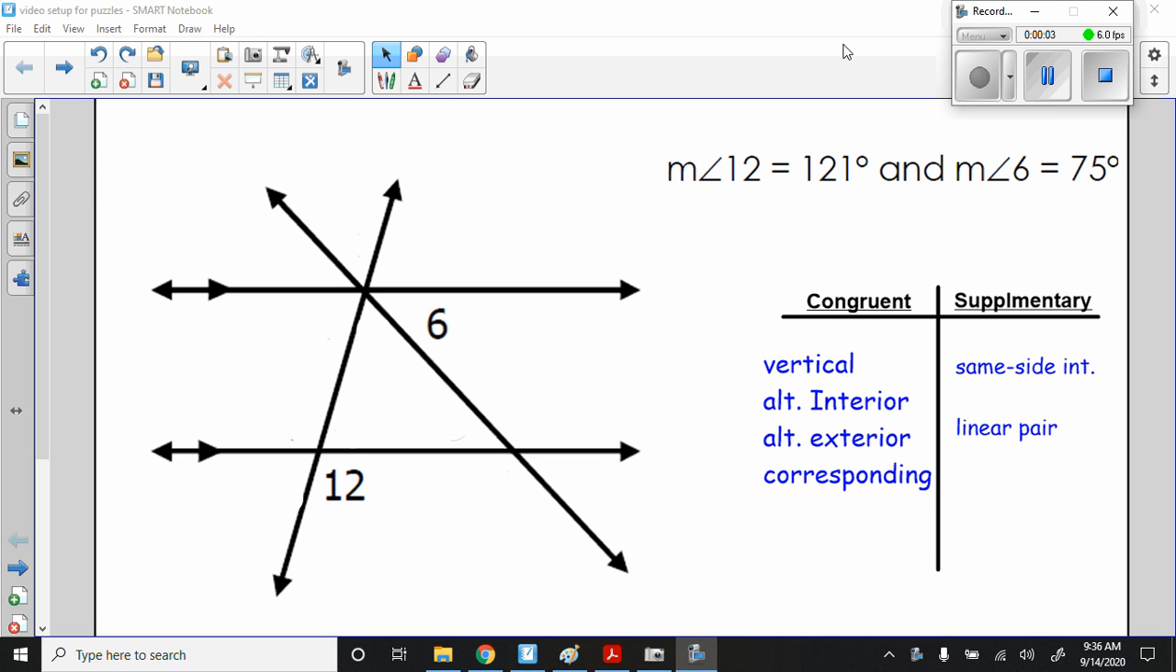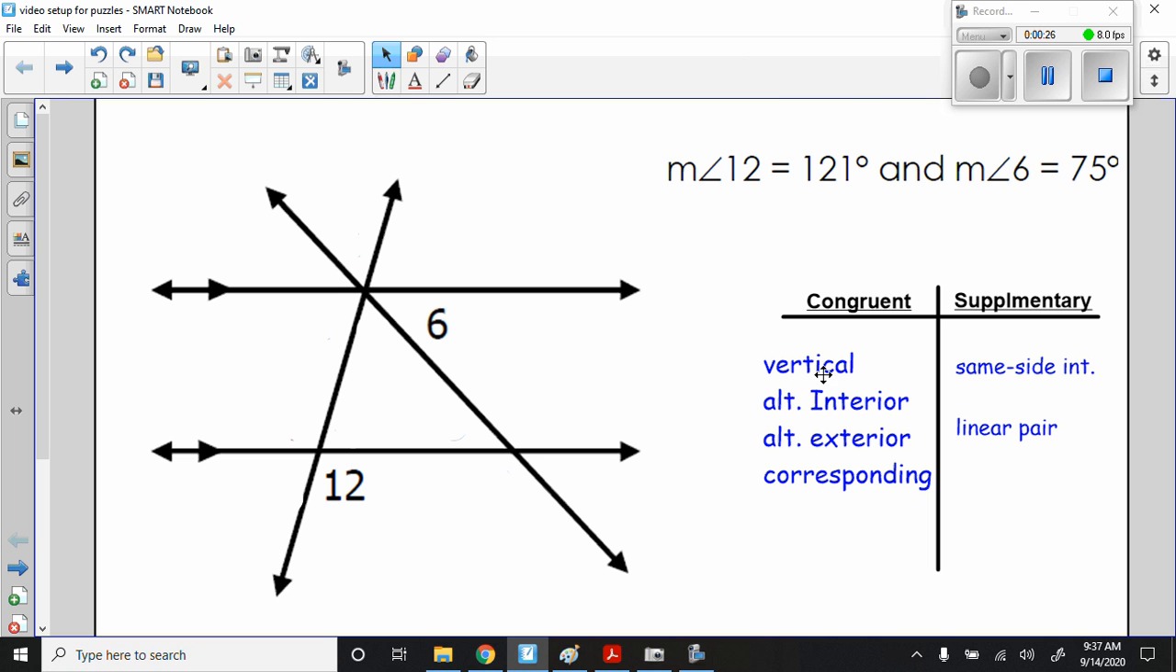Here is the puzzle video for parallel lines and transversals. Now I'm going to go pretty quick because there's a couple puzzles I got to get through, and there's a lot of angles on each of these puzzles to find. You can pause and rewind at any time.